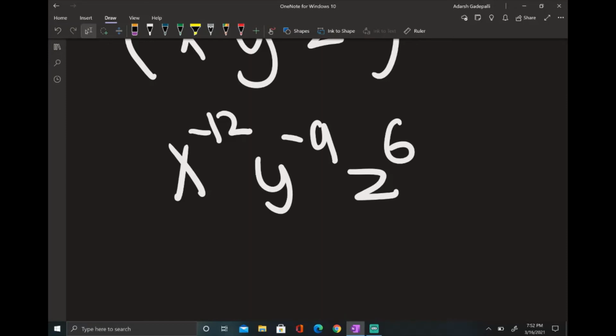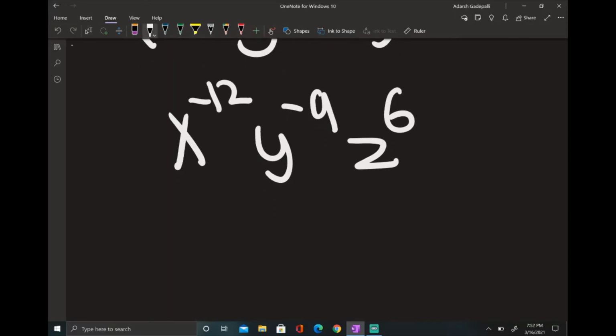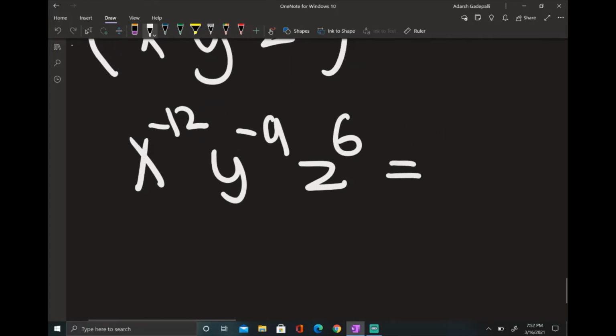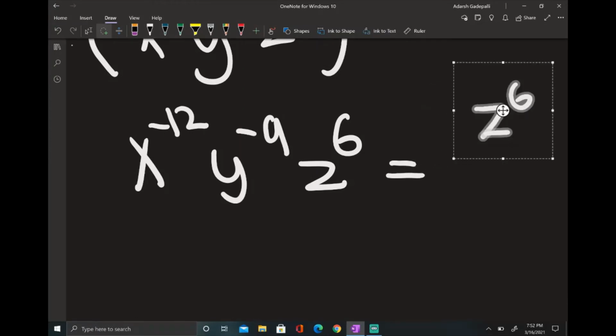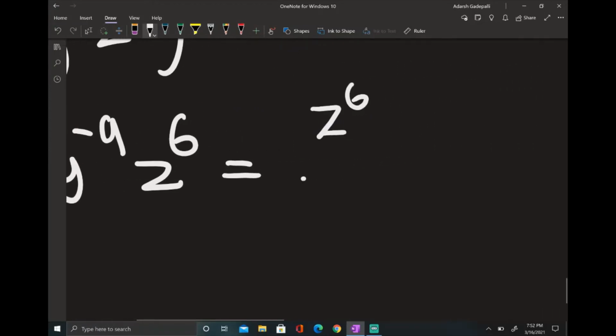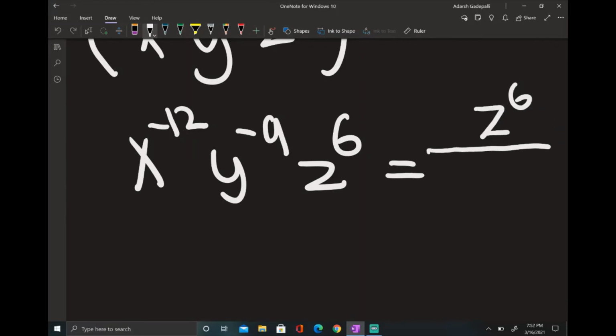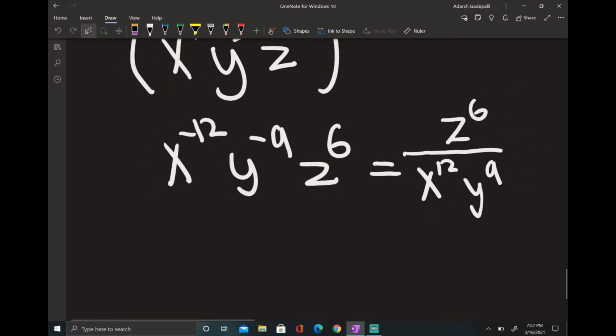So again, when you see negative exponents, you always want to get rid of them. Like I said before, you have to put them in the denominator. If the negative exponent is on a base in the numerator, you flip it into the denominator. And if it's in the denominator, you put it in the numerator. In this case, you have x to the negative 12 and y to the negative 9 in the numerator, so you have to put them in the denominator. Z to the 6 is already positive, so you don't need to worry about that. So it's z to the 6 over x to the 12 times y to the 9th. And that would be your final answer for that.